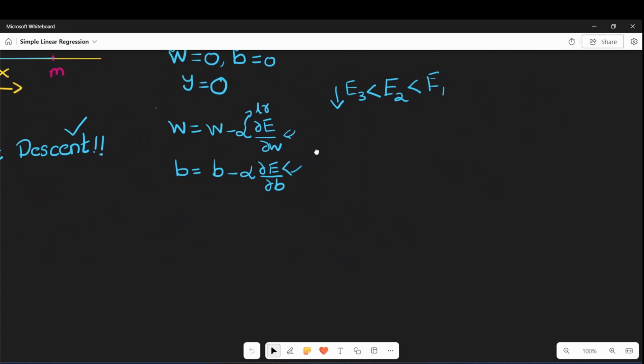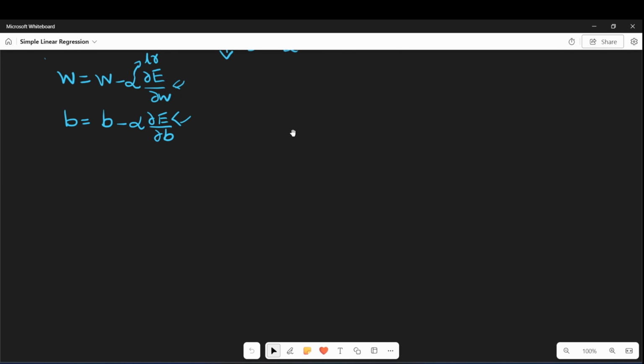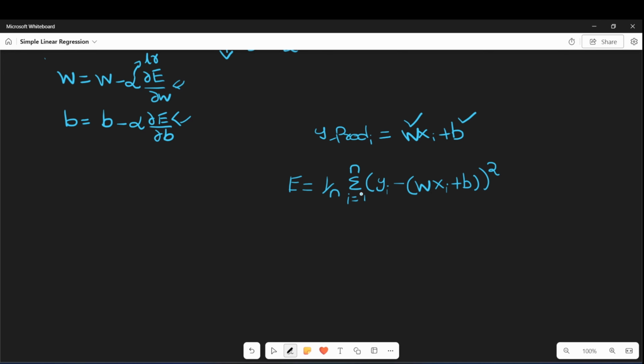Now the equation of the error function is E equal to 1/n into the summation of i equal to 1 to n of (yi minus y_pred)² . Here y_pred is obtained by substituting the xi values in the line equation. So y_pred becomes w into xi plus b. Now if we consider the error equation as a function of w and b, the equation looks like this. In this there are two variables, w and b.